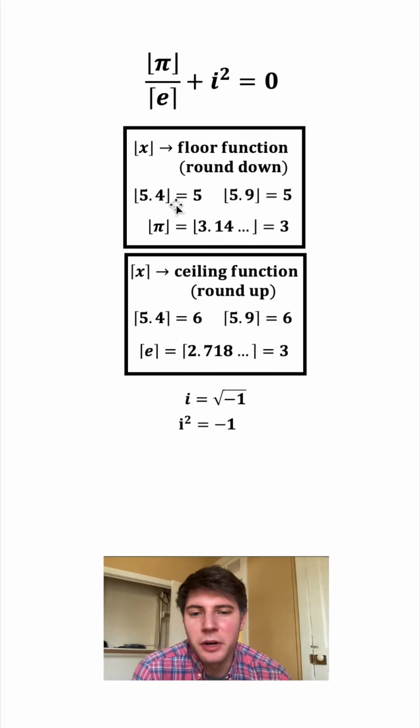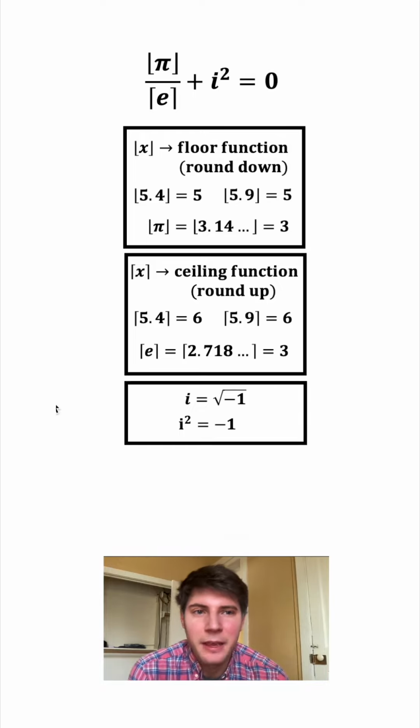So last is i squared. And i is an imaginary number. It's the way that we handle the fact there is no square root of -1. So we define i squared as equal to -1. And we can put a box around that.